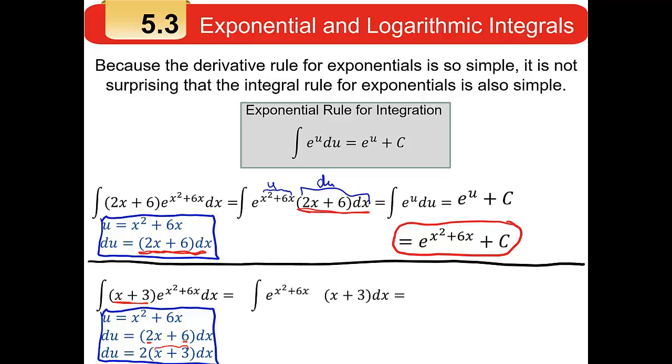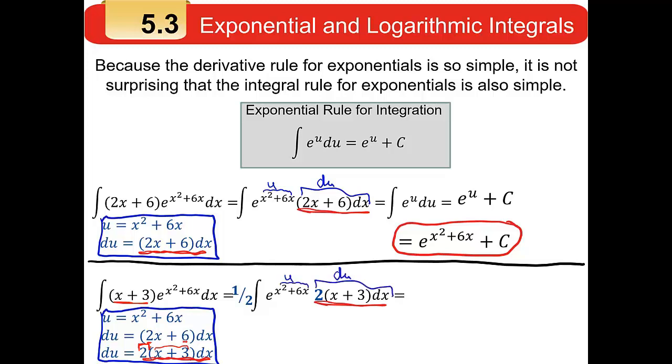I'm going to go up here, I'm going to move the x plus 3 over next to the differential dx. But then I notice that I need a 2. So I can handle that as long as it's a constant. So I can put a 2 in beside the x plus 3 dx as long as I put a 1/2 on the outside.